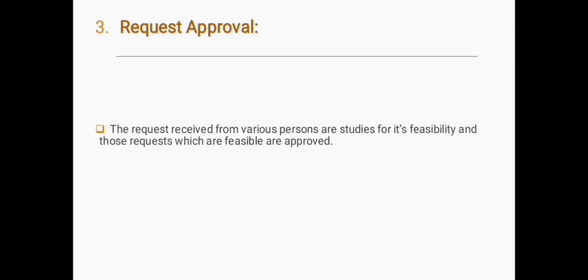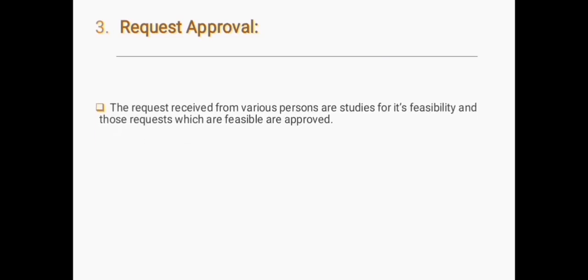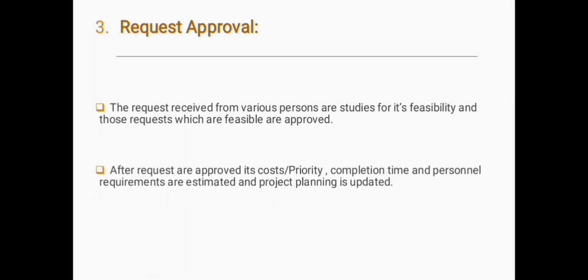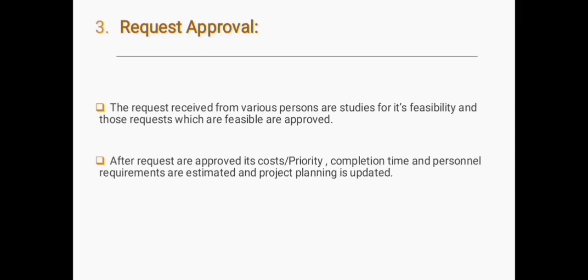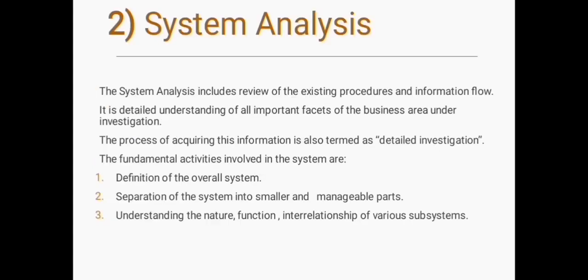Third one is request approval. The requests received from various persons are studied for feasibility, and those requests which are feasible are approved. After requests are approved, their cost, priority, completion time, and personnel requirements are estimated, and project planning is updated. For example, customer requirement specification, that is CRS, and business requirement specification, that is BRS, are prepared and provided to the development team.